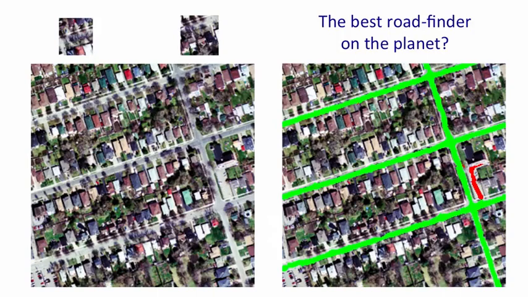On the right is the output of Volodymyr's system. Green is correctly identified pixels of road, and red means things that his system thought might be road that actually aren't. Actually, that thing is a parking lot, but you can see why he might have thought it was a road.